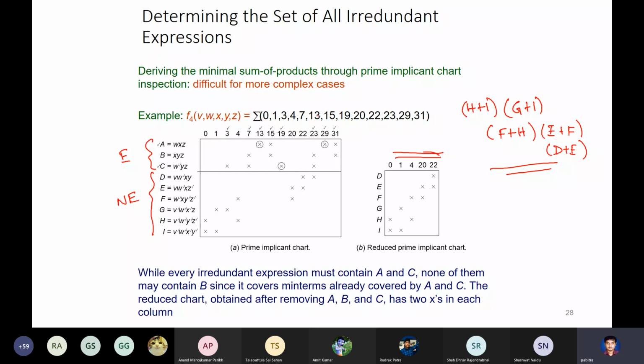What do you suggest? Sir, we have 6 columns and 6 rows in the reduced prime implicant chart. We can iterate over all the rows, and for each row, iterate over all the columns and check if any other row has an X. If that is true for every column of that row, then we can remove that row itself. In the end, whatever remains will automatically become essential.